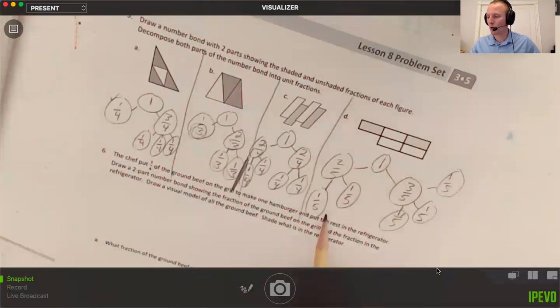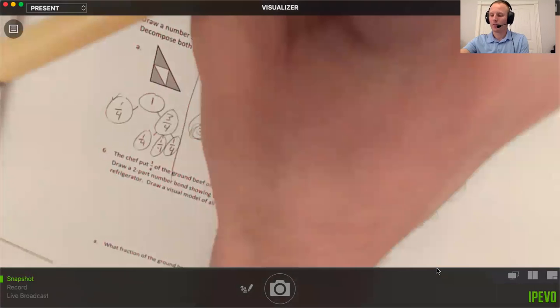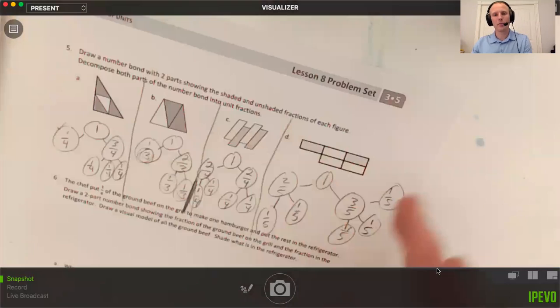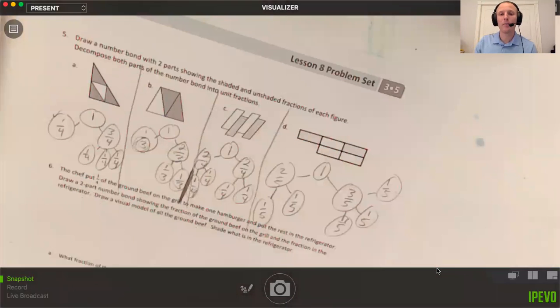And again, we end up with 1, 2, 3, 4, 5. 5 sections of 1/5, 5 1/5 equals 5/5, which equals 1. This is something we'll get more practice doing. Again, it looks messy, it looks confusing, it looks like a lot, but I promise you it's not as bad as it seems once you get some practice doing it.